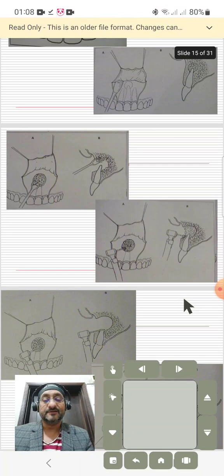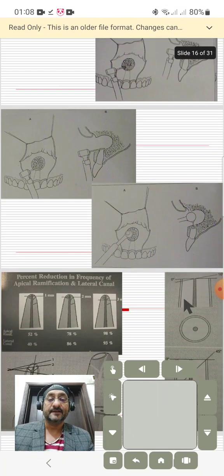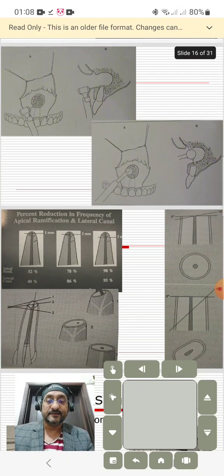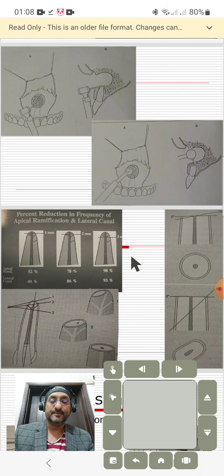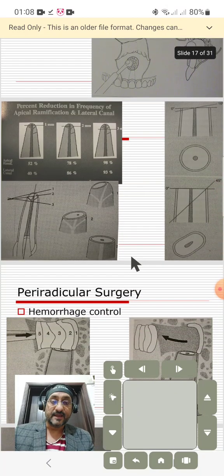We are supposed to cut approximately 3 millimeters of the root portion, which has the maximum ramification and lateral canals. Then you can see this shows the maximum ramifications and apical constrictions of apical or lateral canals all within 3 millimeters of the apex. So it's important to cut this 3 millimeters of the apex.